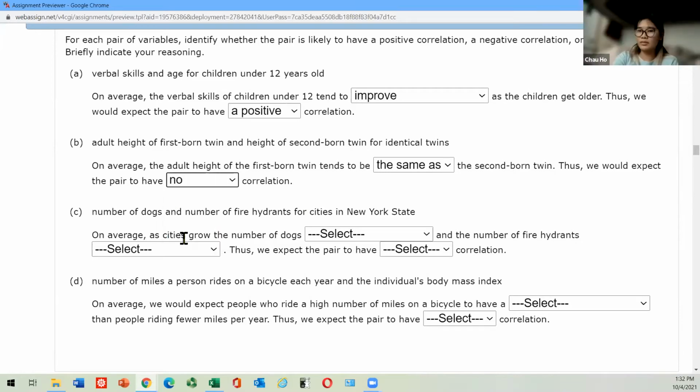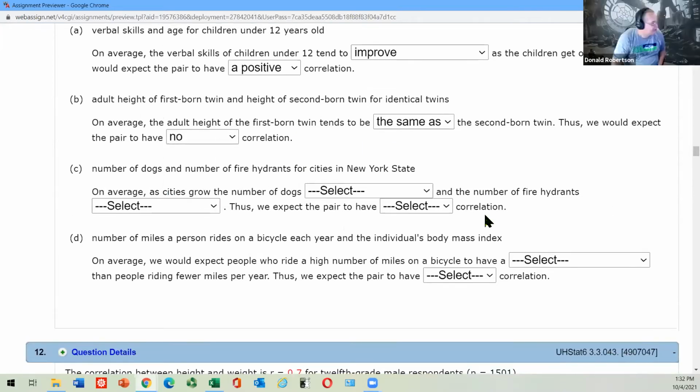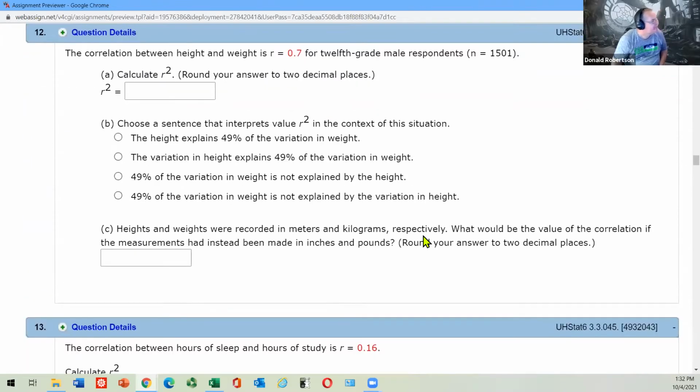No correlation. Okay, do a check on that and see what you have. Question 12. The R value is 0.7. If you want the R squared, you go 0.7 times 0.7 and you get 0.49. Now, they say round off the answers to 2 decimal places. I'm making the assumption that since they didn't mention percentages, that they want the 0.49.